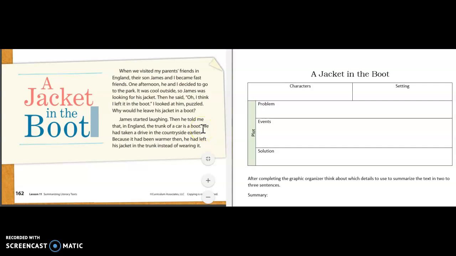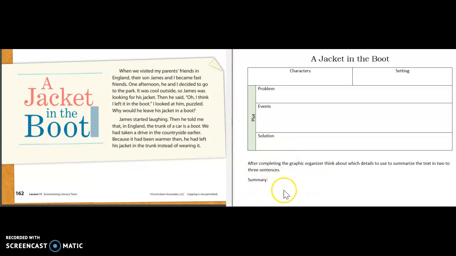Right now we're working on a split screen. Over here to the right, you can see the graphic organizer that Mrs. Body is going to complete. After I read, I'm going to identify who the main characters were, what is the setting of this story, what problem our characters were faced with, what some of the major events were, and then how that problem was solved. After that, you can see right down here, we are going to complete a summary. We are going to think about some of those important details that we include here in order to summarize our story in maybe 2 or 3 sentences.